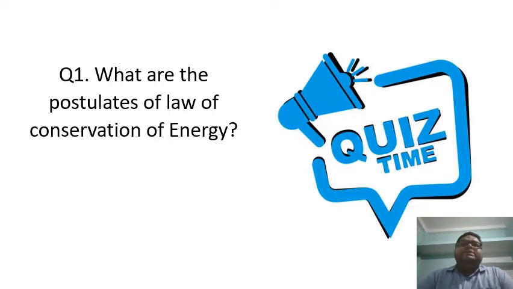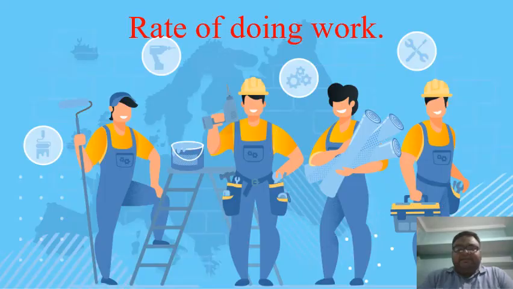Yes. So the law of conservation of energy states that, first, energy can neither be created nor be destroyed. It can only transform from one form to another. The second point of this law states that the total energy before and after the transformation remains the same. And the third postulate states that this law is applicable universally. Okay students, so now let's proceed ahead.